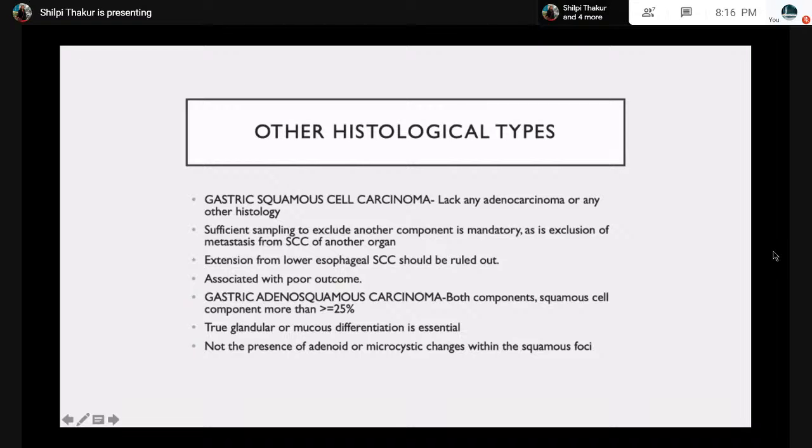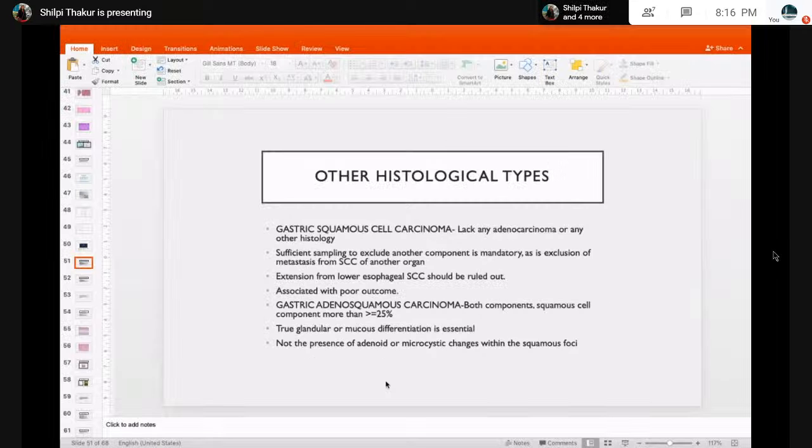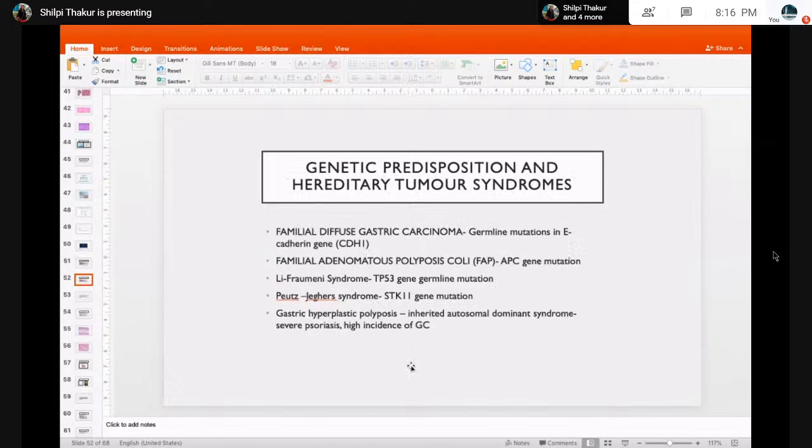Gastric adenosquamous carcinoma: both components should be present, and the squamous component should be more than or equal to 25%. And yes, we need to rule out the presence of adenoid or microcystic changes within the squamous foci, so we should not consider them as true glandular differentiation. That is very important, because sometimes we see microcystic change or adenoid change in the squamous foci, and we should not consider that as an adenocarcinoma component.